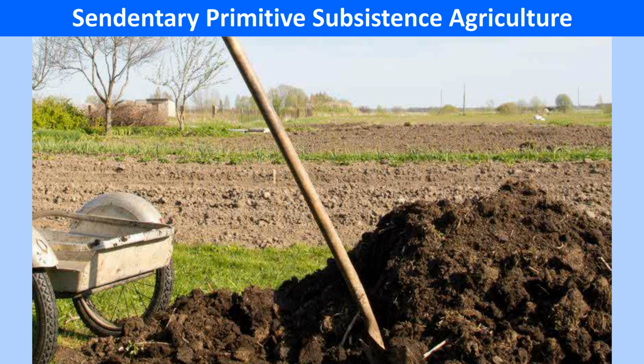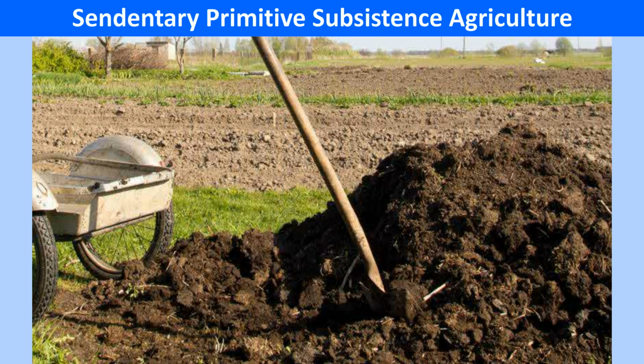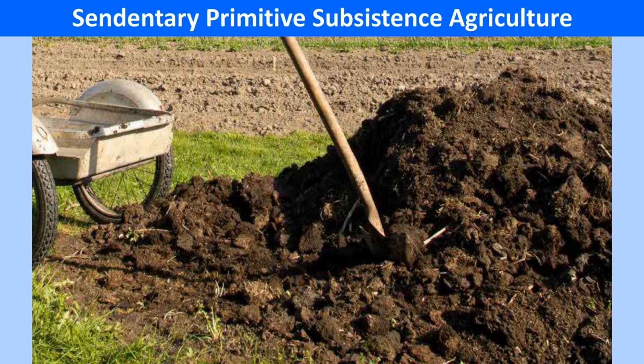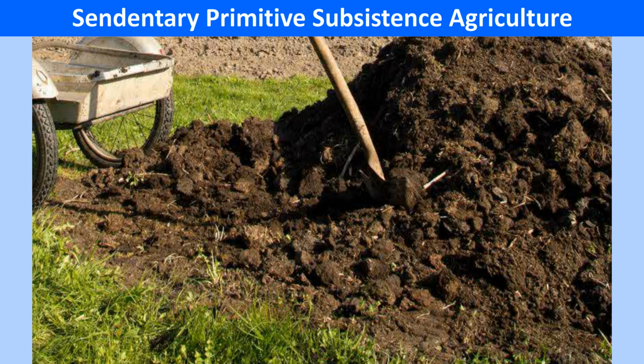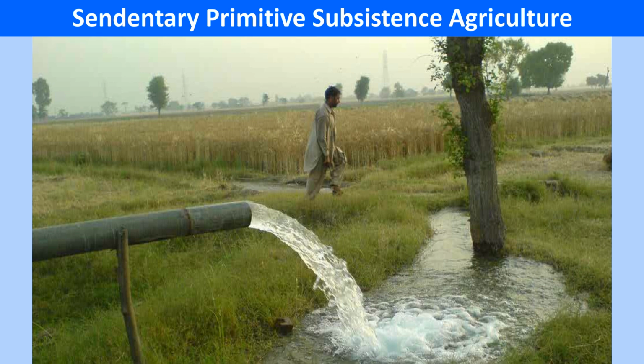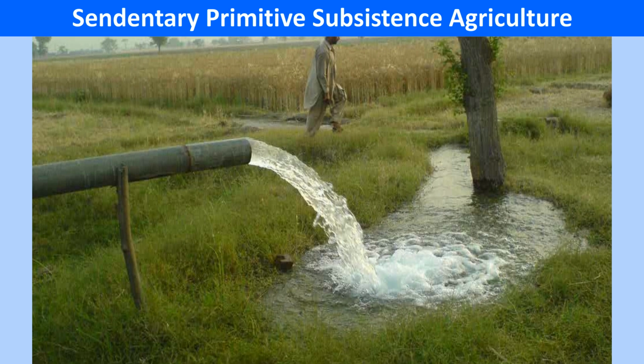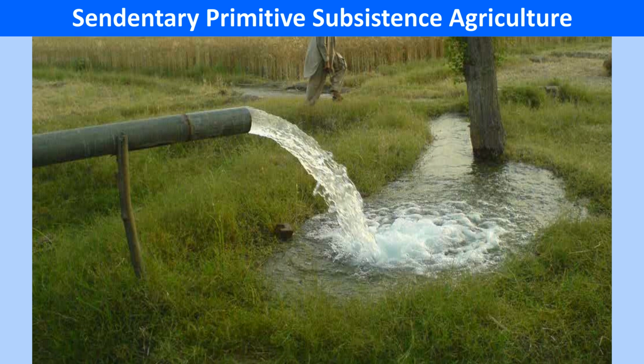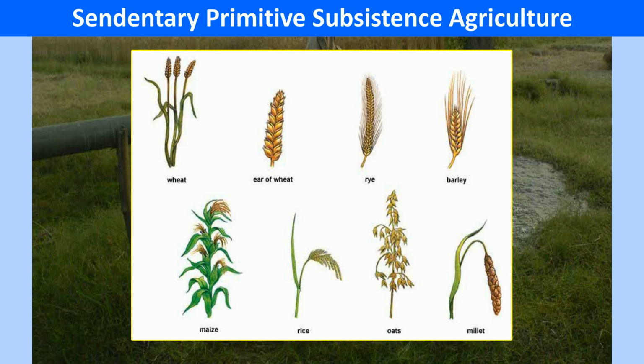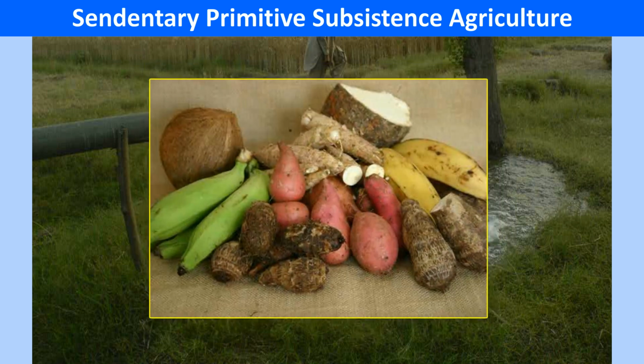Organic fertilizers, especially animal manure and night soil or human waste, are used to increase the fertility of the soil. Regular supply of water is required for irrigation in order to grow crops all through the year. Crops include cereals like maize, sorghum, wheat and barley, as well as cassava, yam, potatoes, fruits and vegetables.